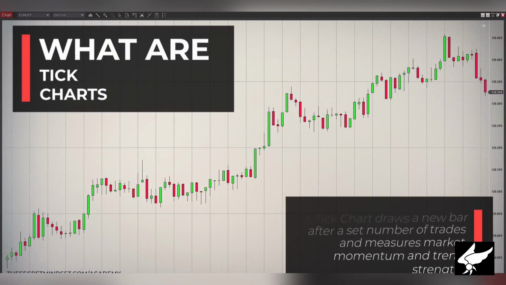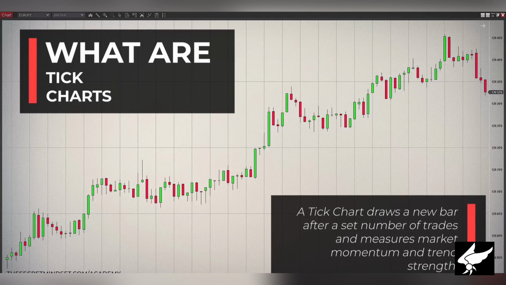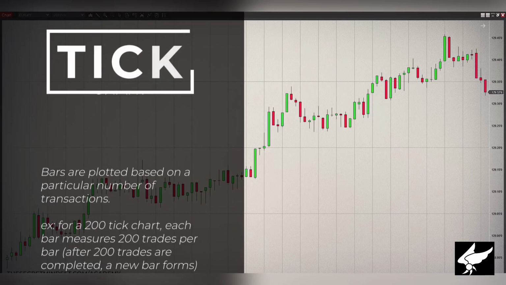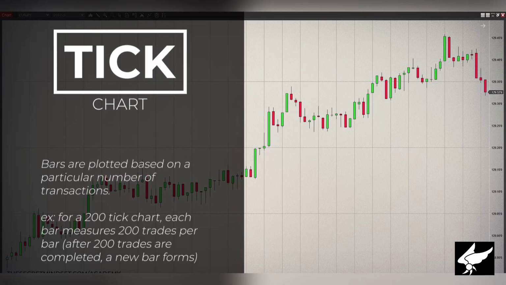Tick charts are very simple to use and very effective when measuring market momentum and trend strength. This type of chart is especially useful for short-term traders, being often used in scalping and day trading strategies. So what are tick charts? Well, the bars on the tick charts are plotted based on a particular number of transactions.